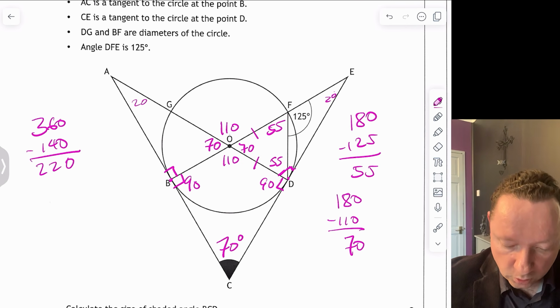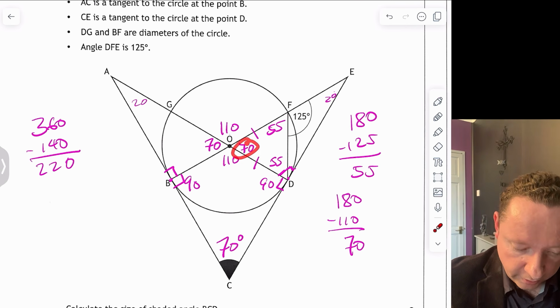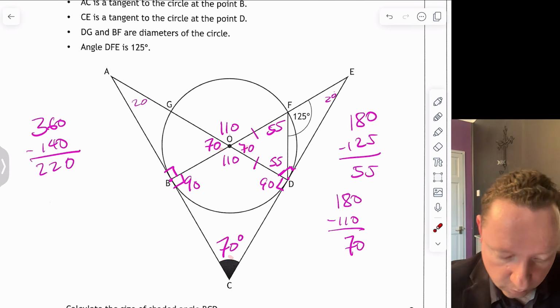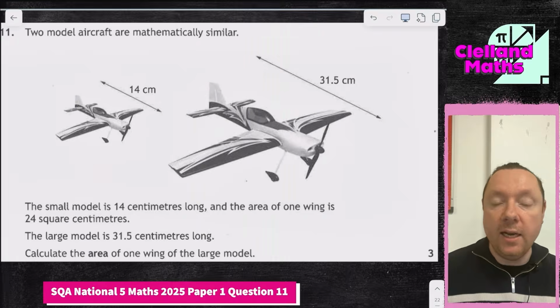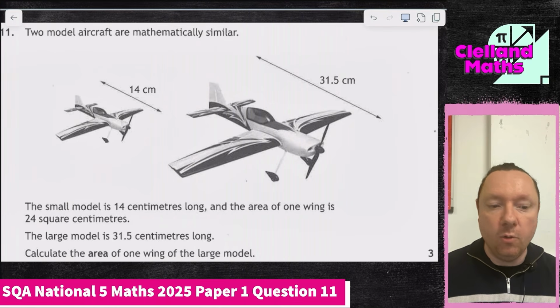Now, big note on this one. If you just get 70 here and your answer is 70 without any more working, you won't get the marks, because you have to show where that 70 comes from. Okay, although there's 70, you have to show where that 70 comes from. And that's that done.